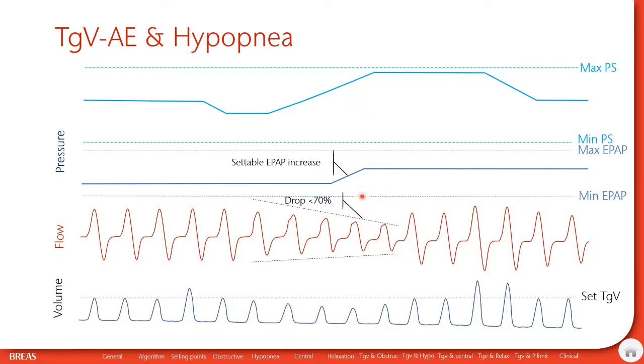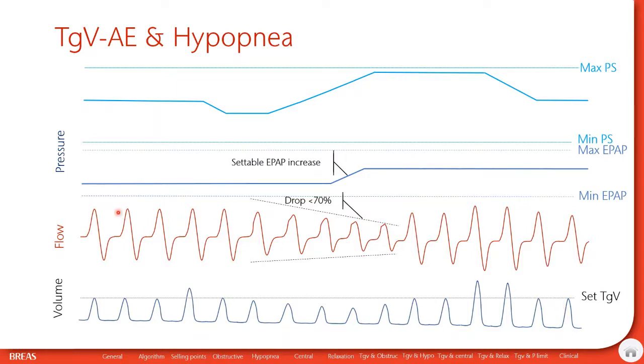The event is being solved, EPAP remains stable. We're again on track for target volume, which remains stable. But of course, when the volumes exceed the set target volume, the breaths will be delivered at lower pressure support, to then finally reach the set target volume again.